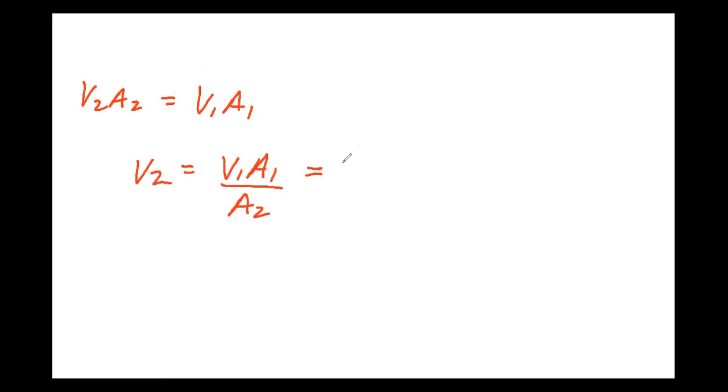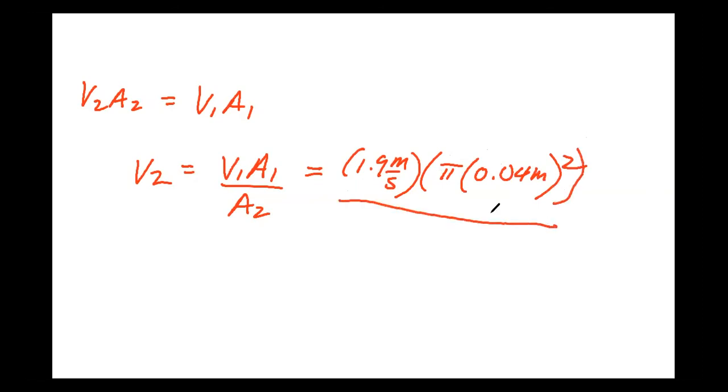So this is going to be equal to, we got a value there, 1.9 meters per second times A1, which is pi times 0.04 meters, quantity squared. That's A1, pi r squared. And then this is going to be pi times, it was half, 0.02 meters, quantity squared. And then that whole thing is going to equal 7.6 meters per second. And that is example 12.6.